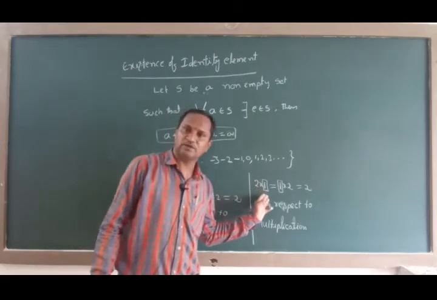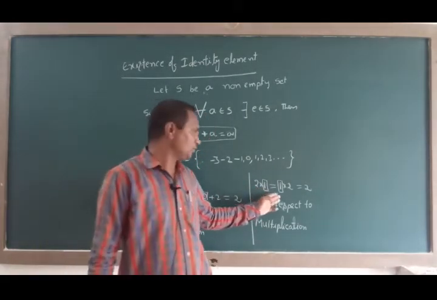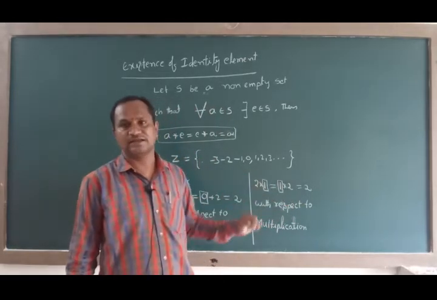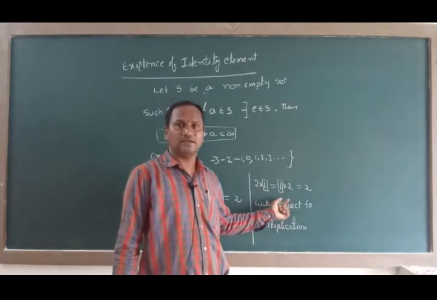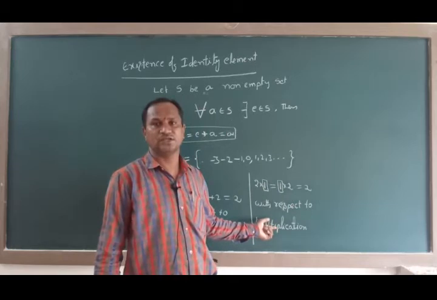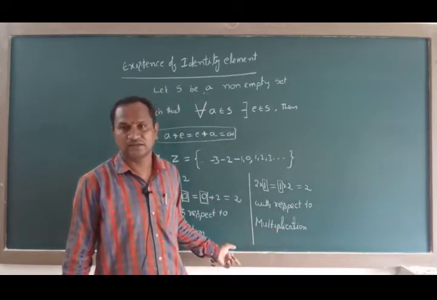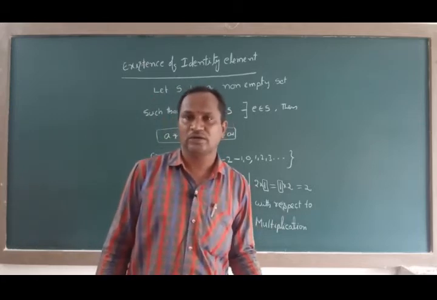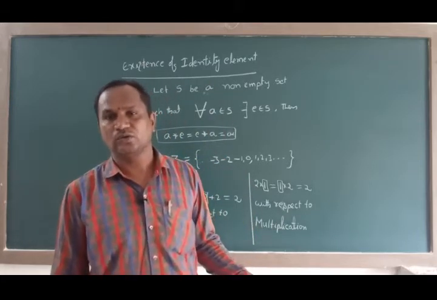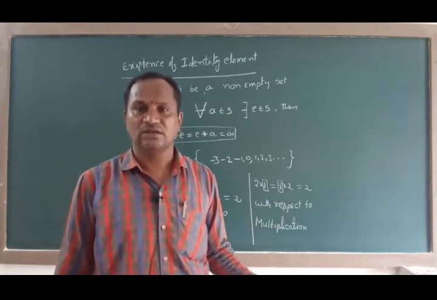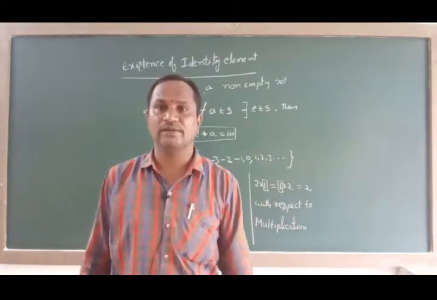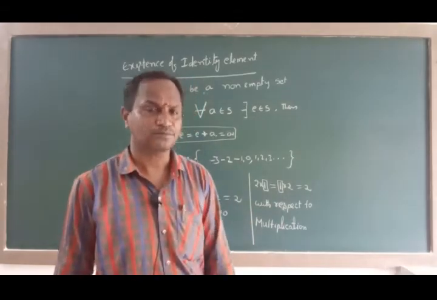Otherwise, you can take with respect to multiplication also. 3 into 1 is equal to 1 into 3 is equal to 3. That is where 1 is an identity element. But we are taking this with respect to multiplication. Here with respect to addition. That's why in case of integers, we can tell with respect to addition the identity element is 0, and with respect to multiplication the identity element is 1. Like that we are checking the identity element in the given sets.